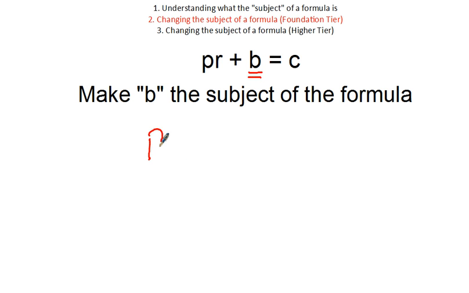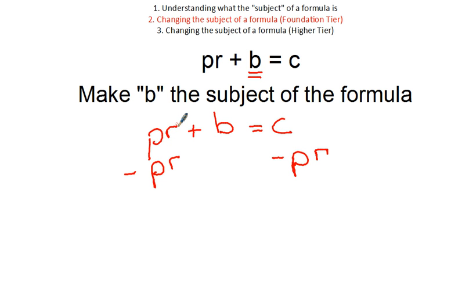So I'm just going to write it out again. PR plus b is equal to c. So this PR at the moment, I want to get rid of all of this. At the minute this is a positive value, we've got positive PR. So I'm just going to take away PR from the left hand side. I'm going to take away PR from the right hand side. These obviously cancel because they're inverse operations.